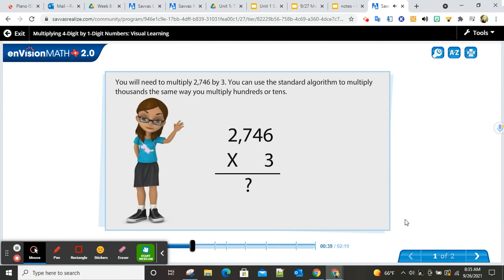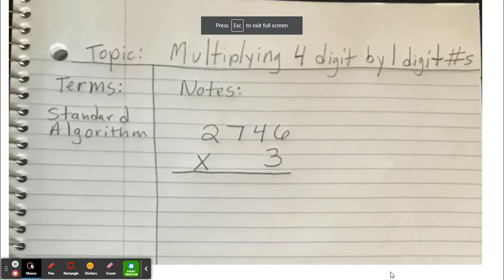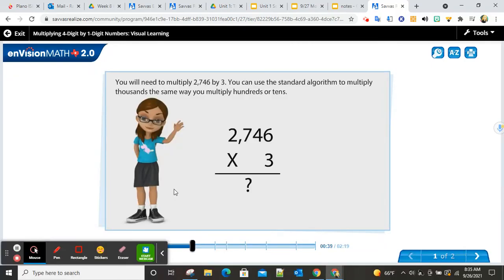This is a good moment to pause the video and add this problem to our notebook. Here's what my notebook looks like so far. Remember to pause the video to copy the problem. Let's continue watching the video.